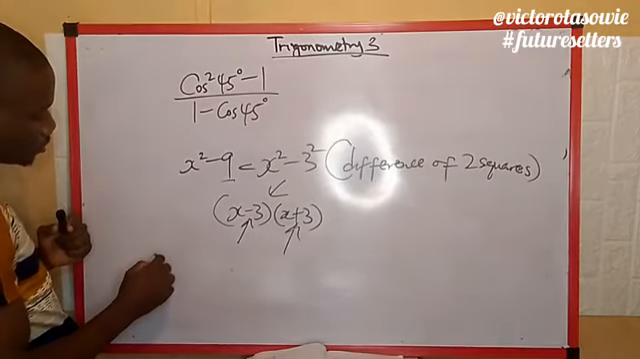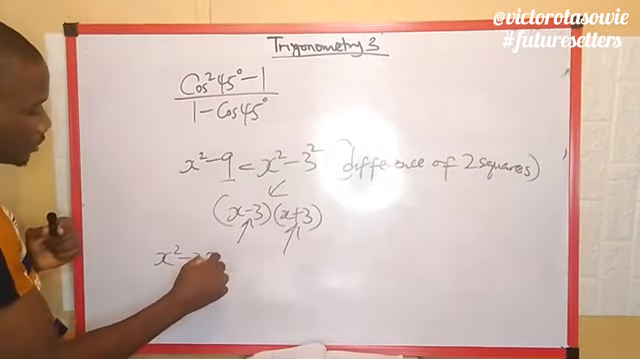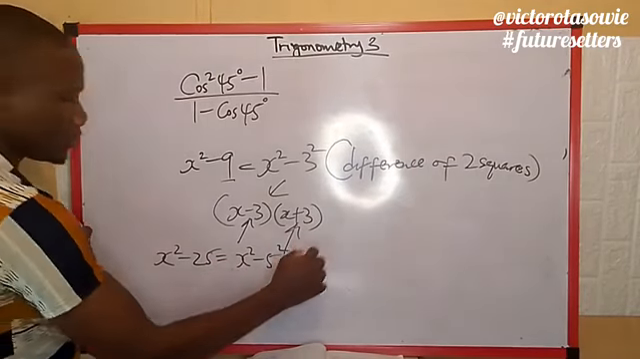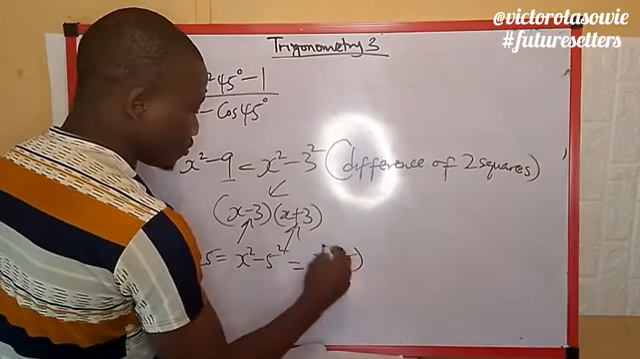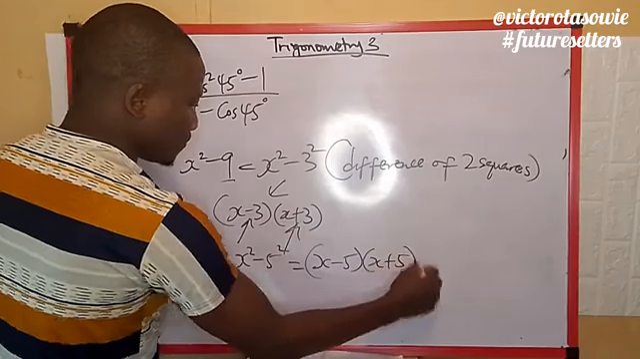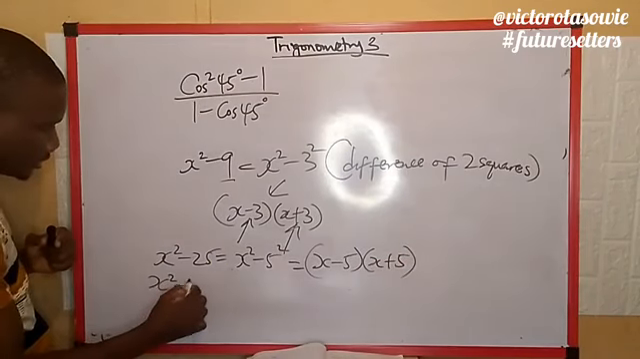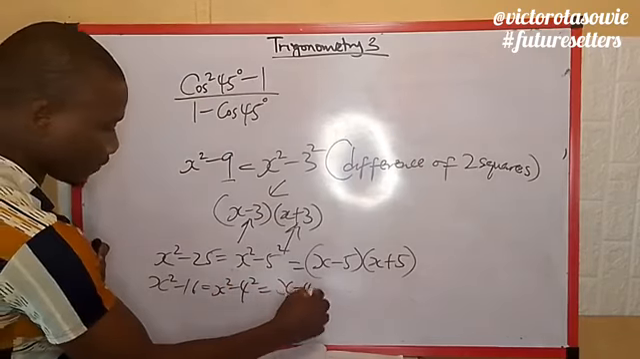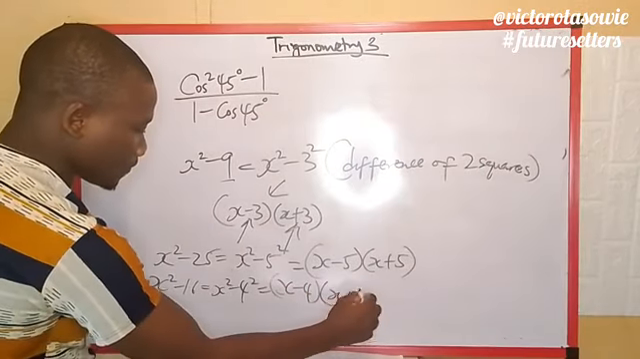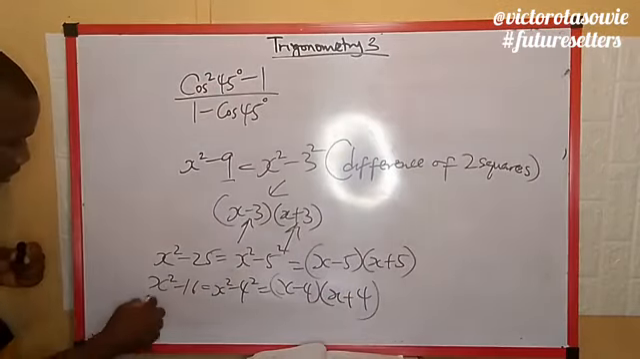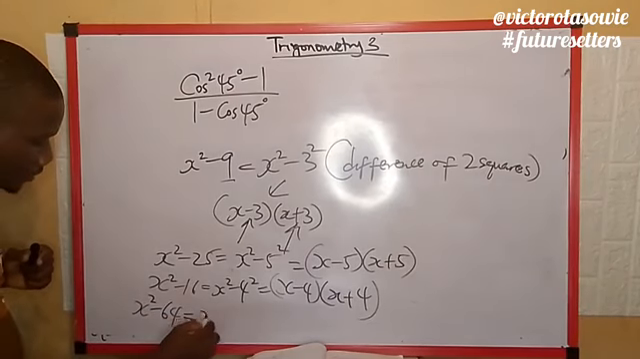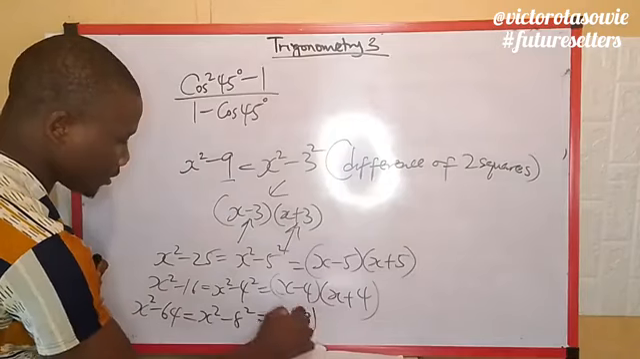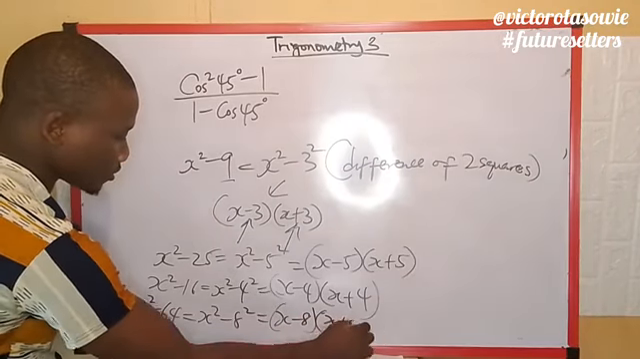So if you are told to analyze x squared minus 25 using difference of two squares, it gives us x squared minus 5 squared, which is x minus 5 into x plus 5. What about x squared minus 16? We have x squared minus 4 squared, which is x minus 4 into x plus 4. What about x squared minus 64? X squared minus 64 will give us x squared minus 8 squared, which is x minus 8 into x plus 8.